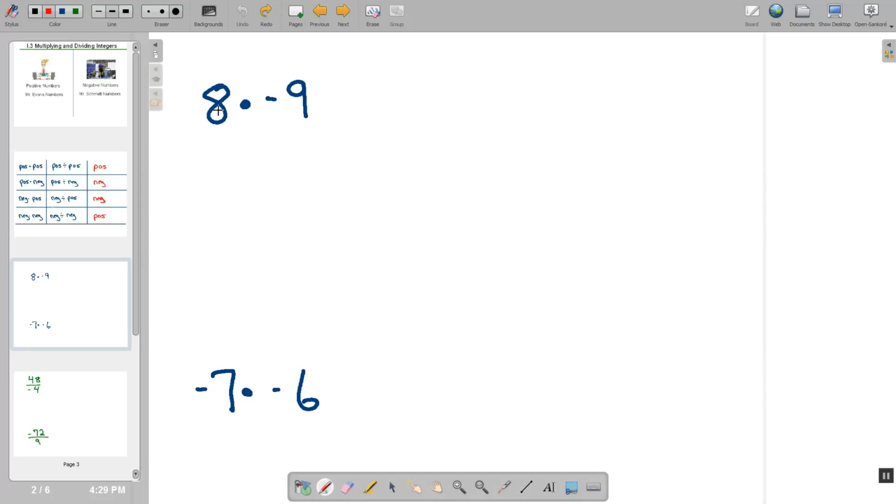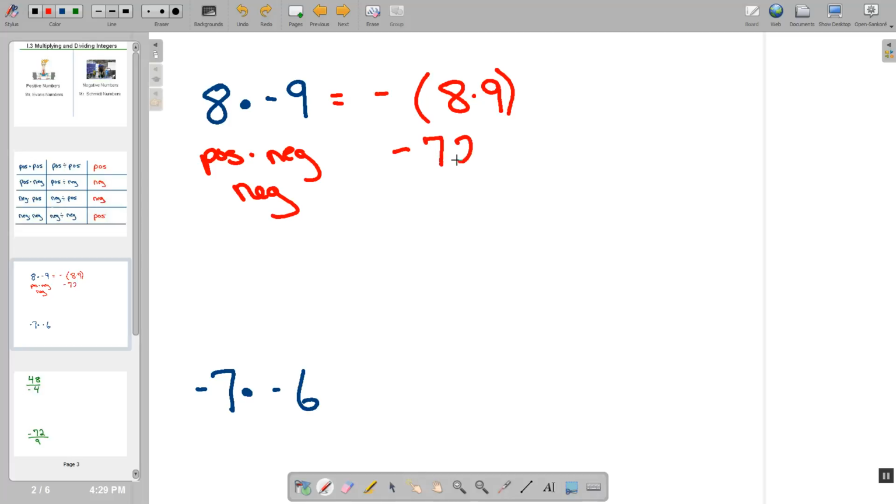So when we're dealing with problems like 8 times negative 9, it was always important to remember that the negative times the positive gives us a negative answer. Therefore, we can simply ignore the negative until the end of the problem. So this becomes negative and then 8 times 9. 8 times 9 is equal to 72. So our answer would be negative 72.